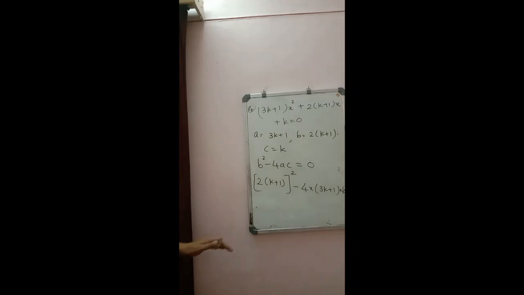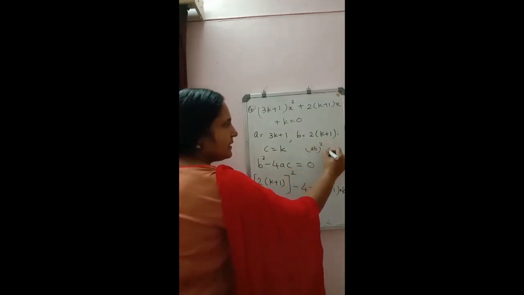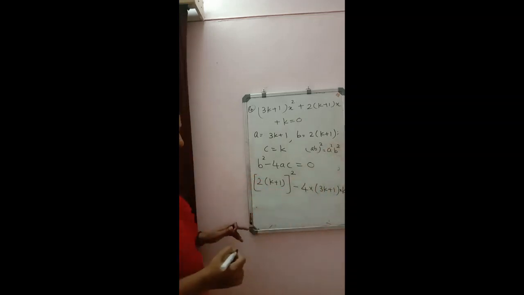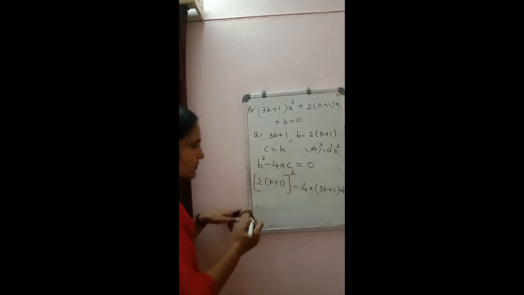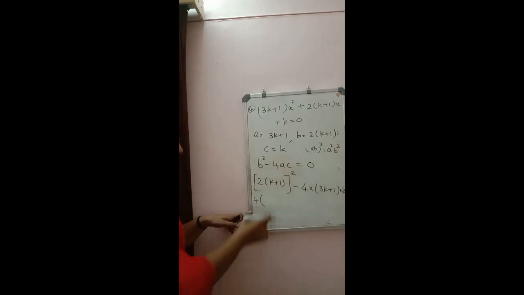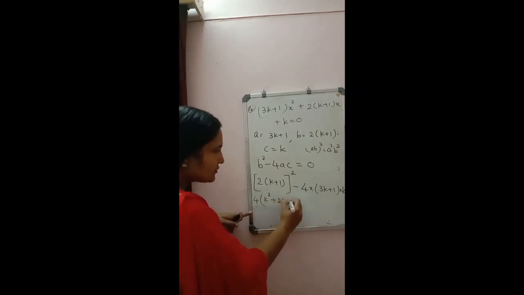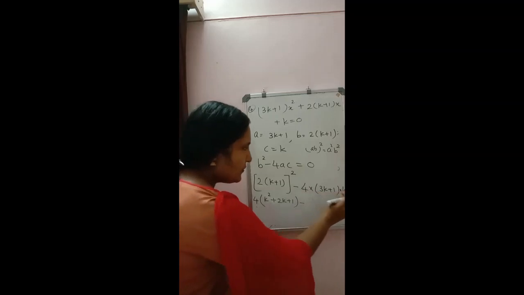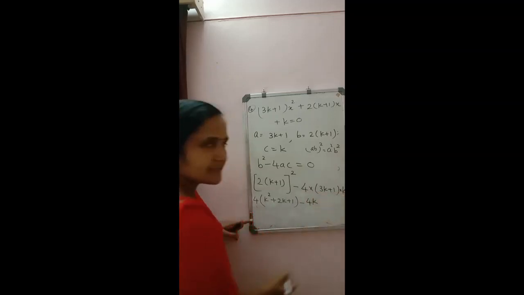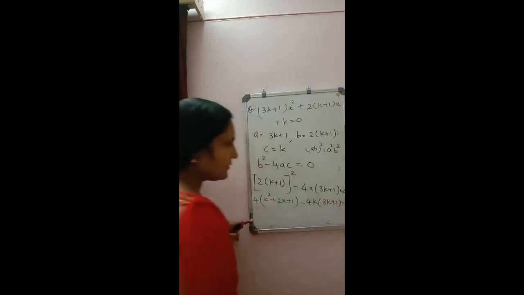Now here we can use the concept: ab the whole square will be equal to a square into b square. So 2 into k plus 1 the whole square. First it will come 2 square, that is equal to 4 into k plus 1 the whole square. We can simplify using the identity. So it will be equal to k square plus 2k plus 1 minus 4 into k we can multiply first, that will be easy. 4k into 3k plus 1 is equal to 0.